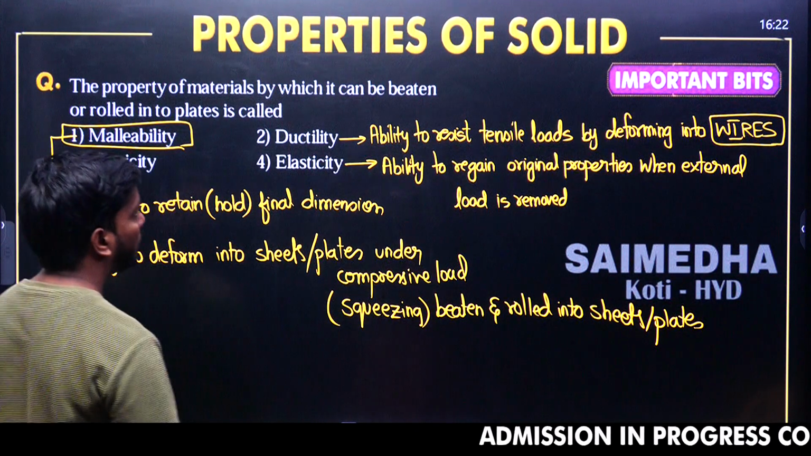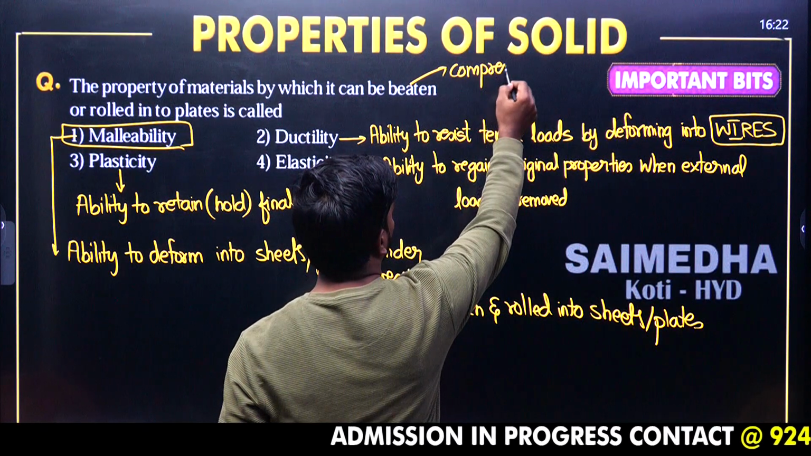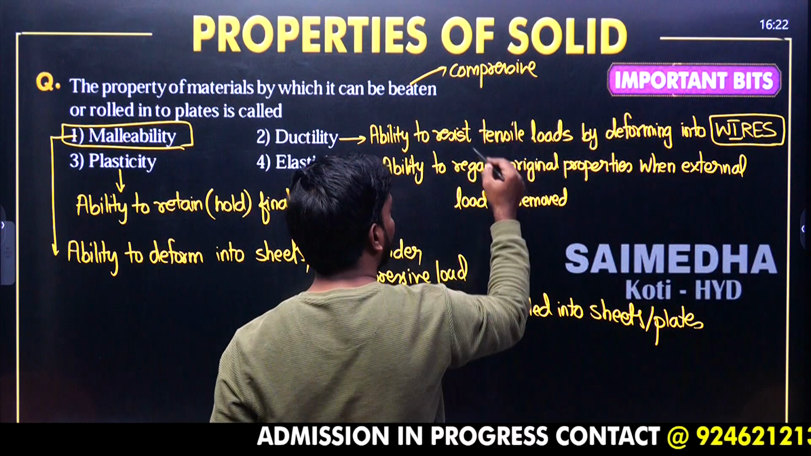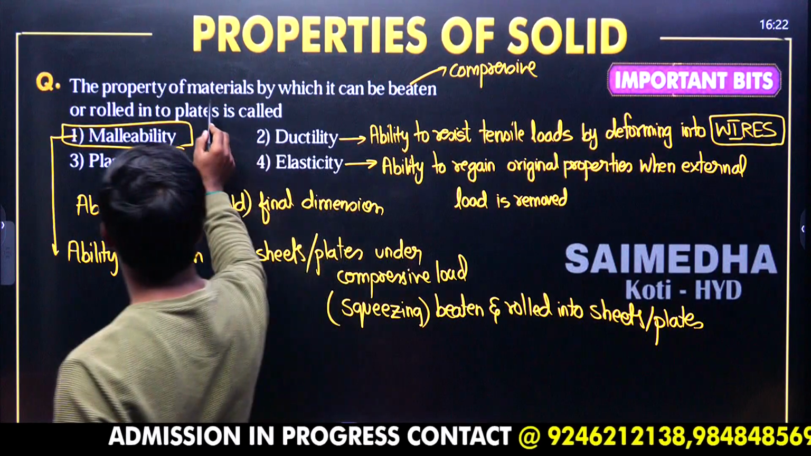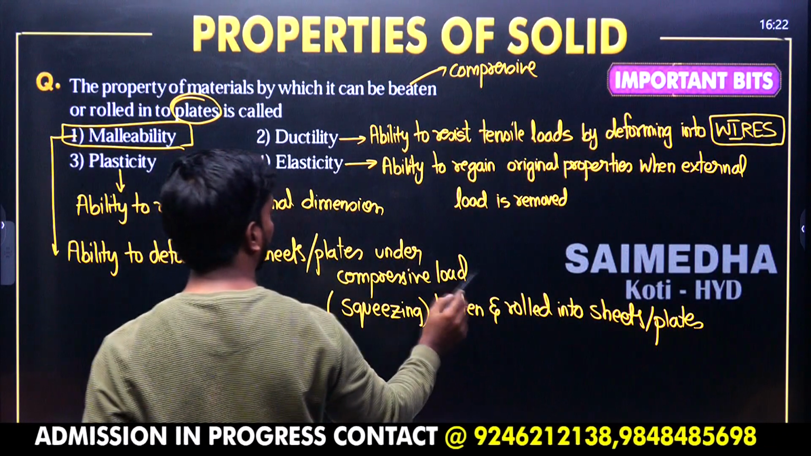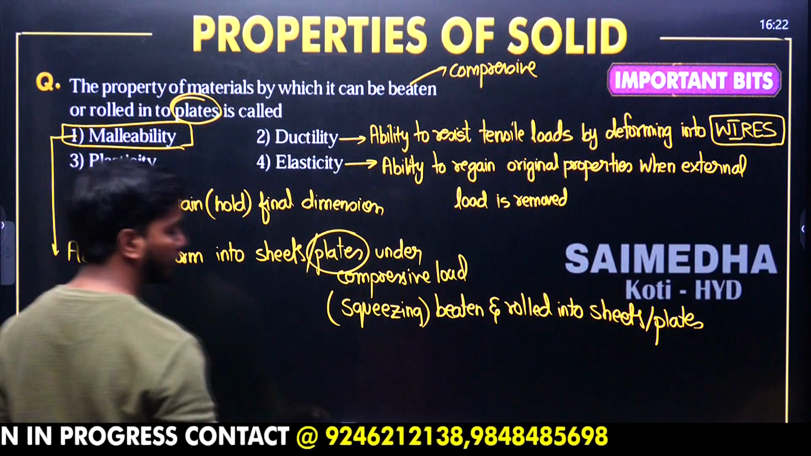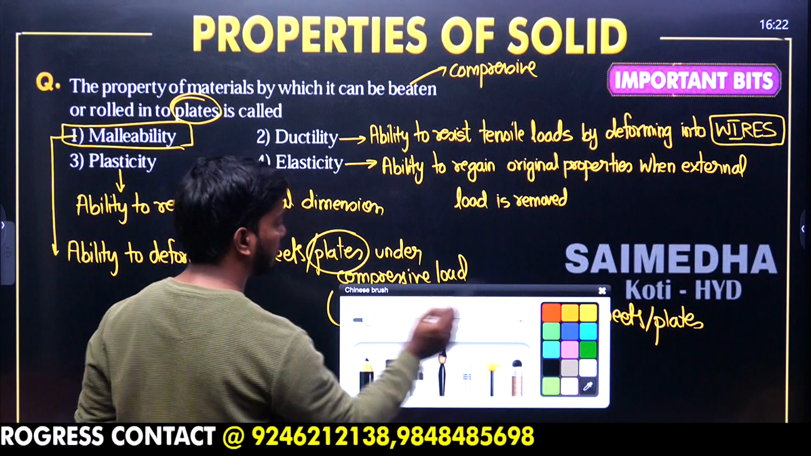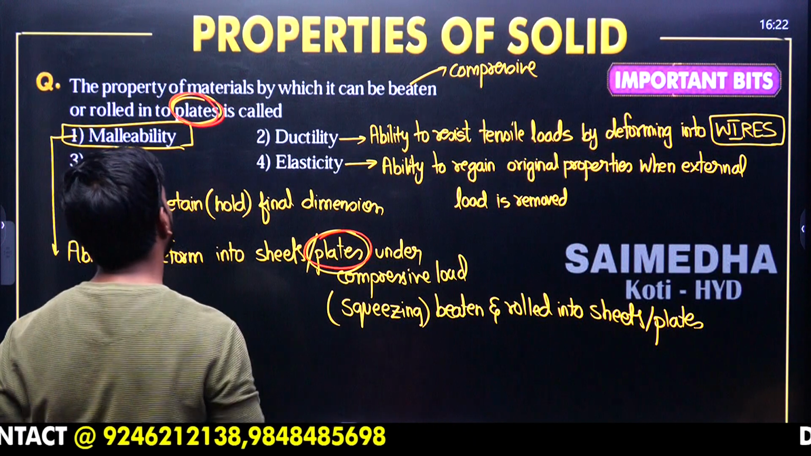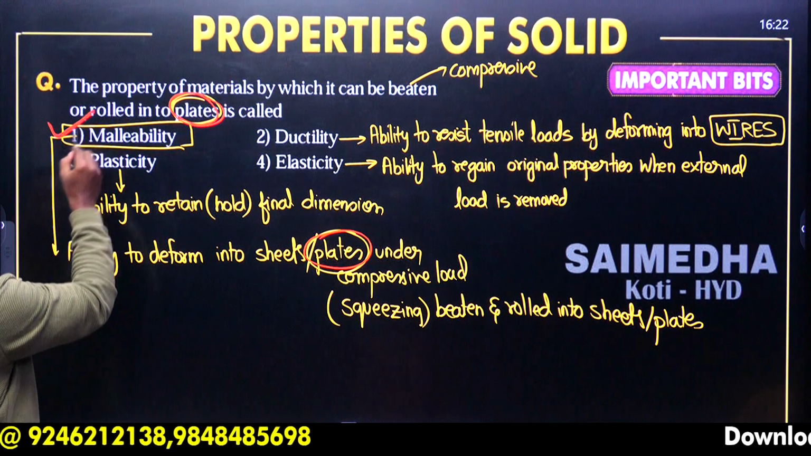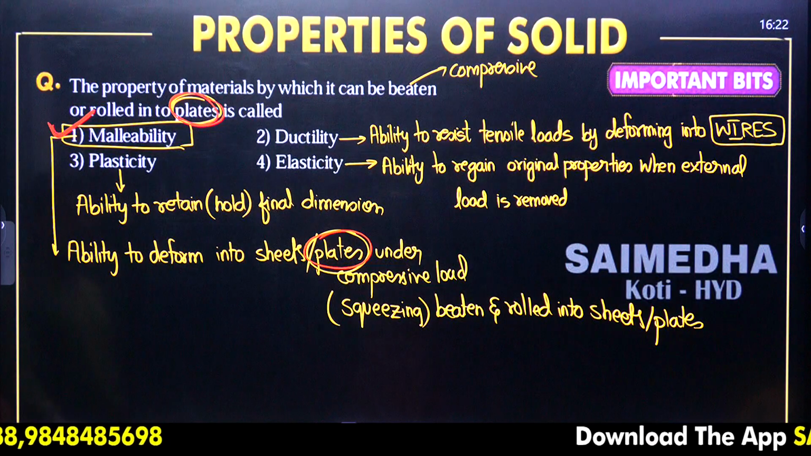Because it's talking about compressive loads. Compressive loads. If tensile is mentioned in the question, then the answer is ductility. If compression is mentioned, sheets, plates are mentioned, then the answer should be malleability. So focus on this word. Plates are given, so the correct answer is malleability. Go through it. Moving on to the next expected question.